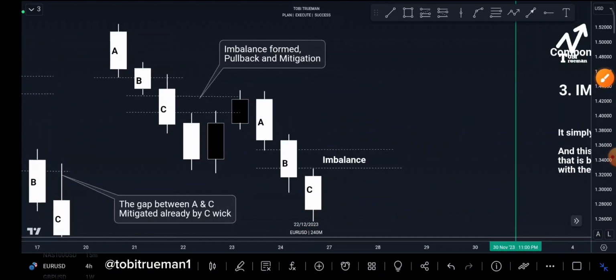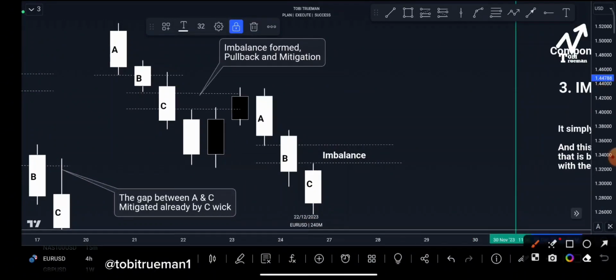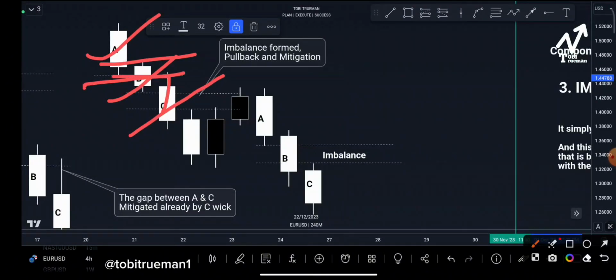Okay, this is another point. We can also see here candlestick A, candlestick B, and candlestick C. Already, as I've mentioned there, the wick of candle C, while forming, already mitigated the wick of candle A, meaning that there's no fair value gap here.